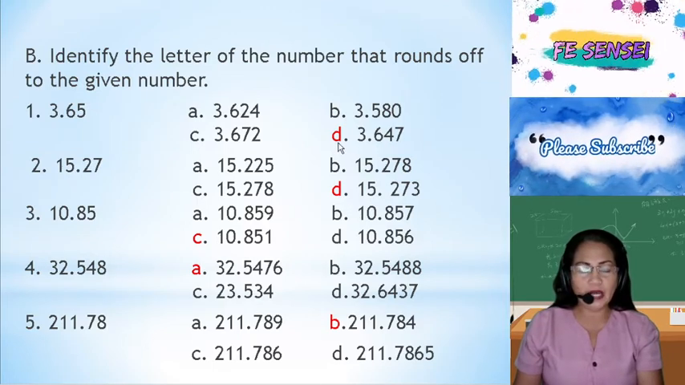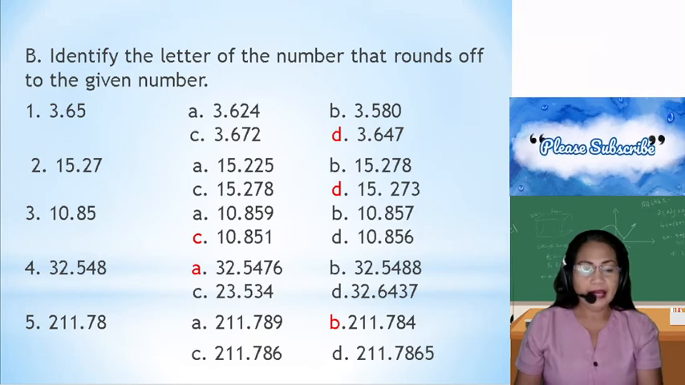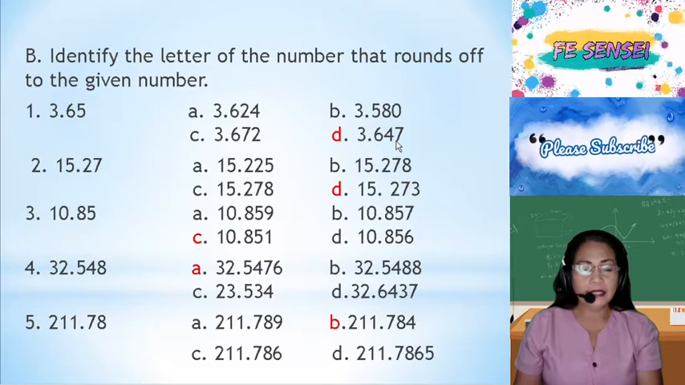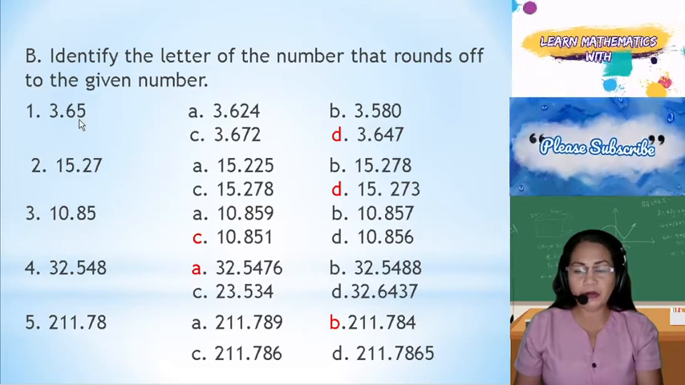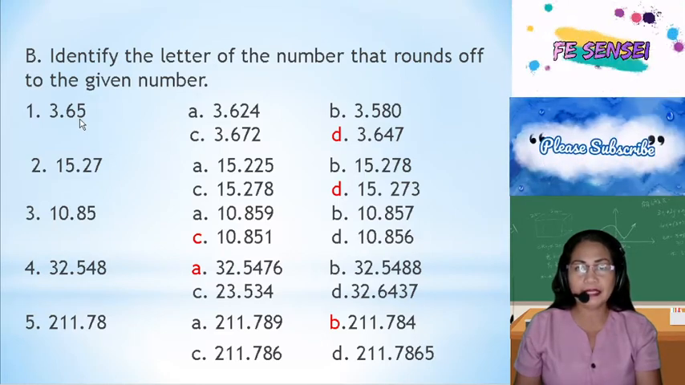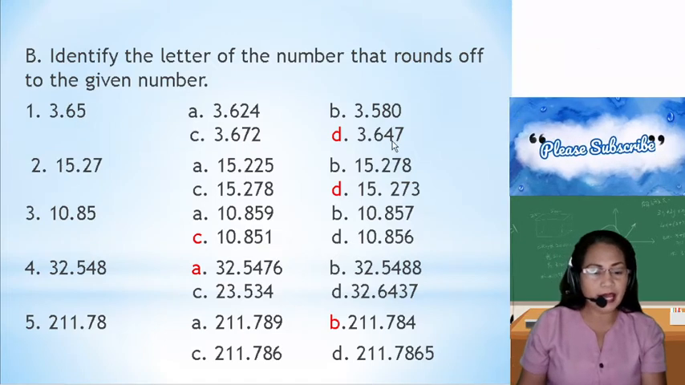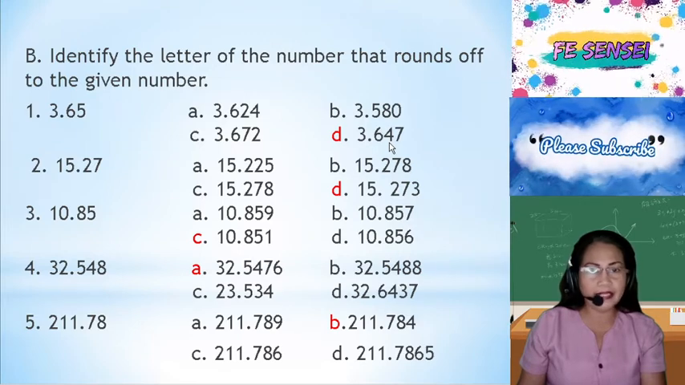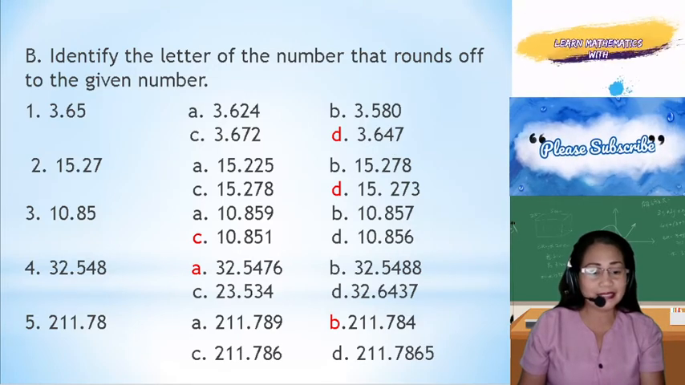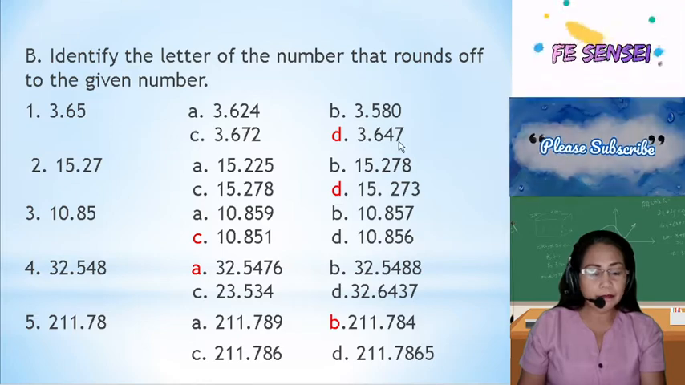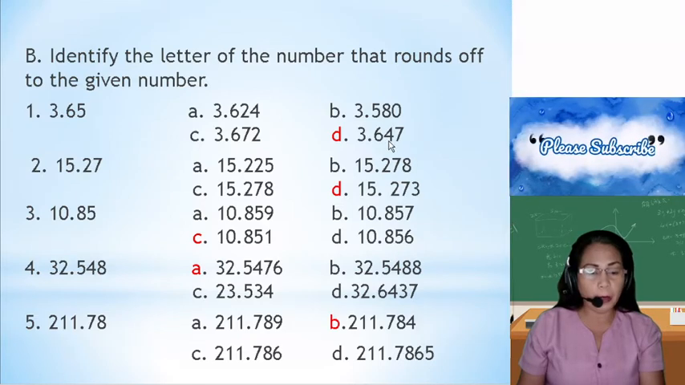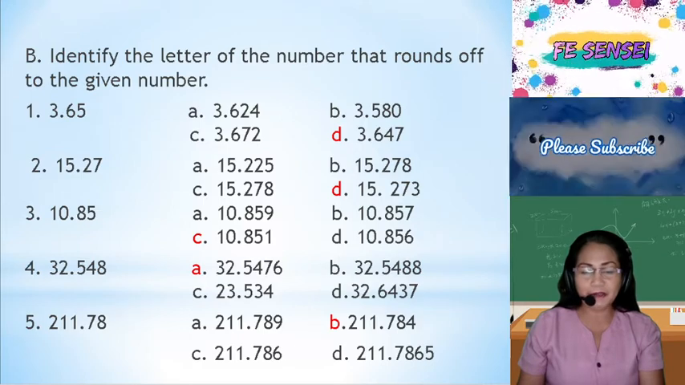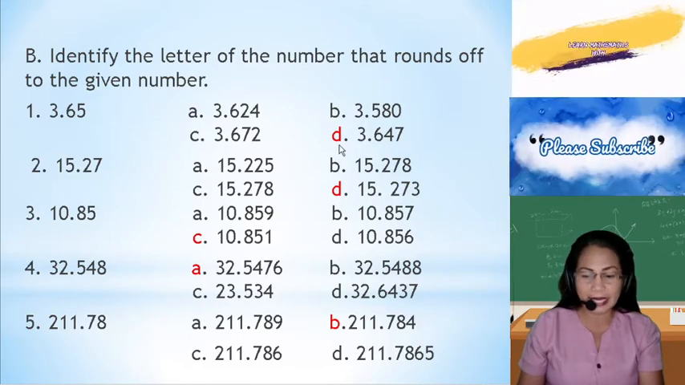The answer for number 1 is letter D. Why? 3 and 647 thousandths. So, the number to be rounded is in the hundredths place. So, it's 4 and the number to the right is 7. So we have to add 1 to 4 and it becomes 5. So the answer for number 1 is letter D.